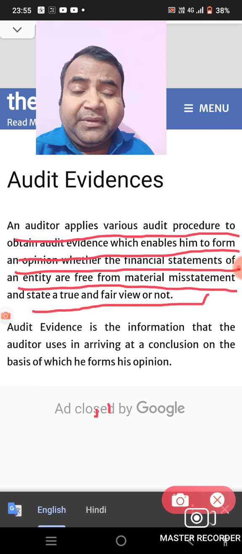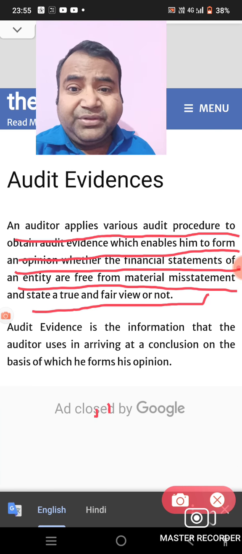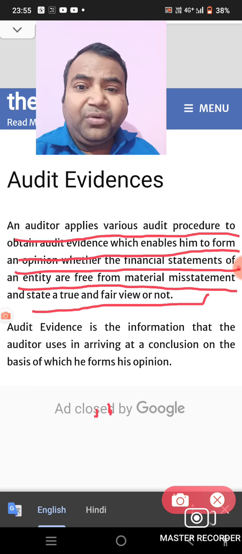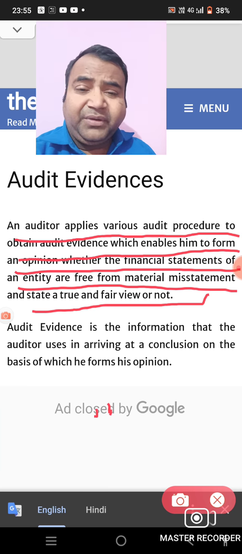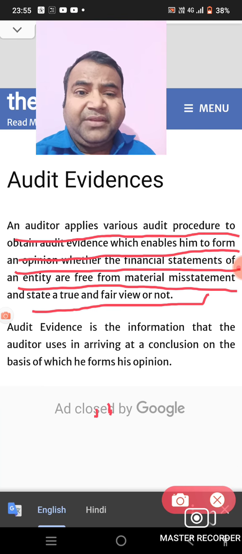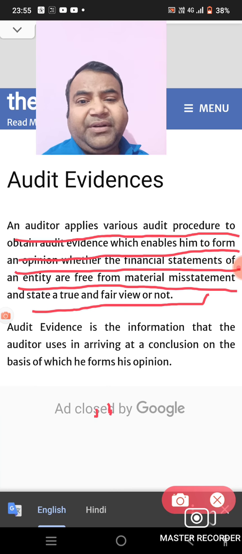He wants to judge whether the particular statement forms a fair view of a particular transaction or not. So audit evidence is the information that the auditor uses in arriving at a conclusion on the basis of which he forms an opinion.